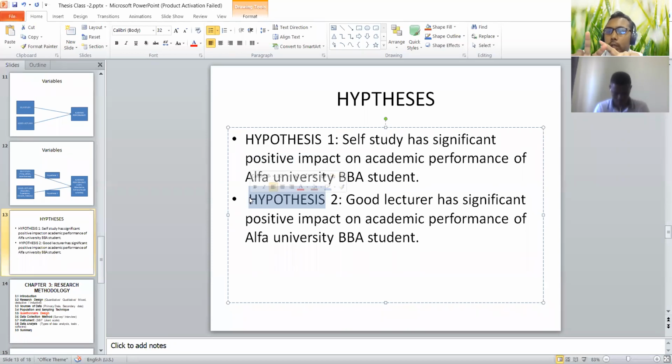Either you can go this way or you do not go this way. Either it is accept or it is reject. Okay, so the hypothesis is like that. Some students write down the null hypothesis. Okay, the null hypothesis you can write down.